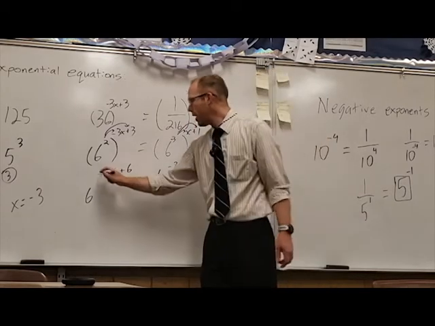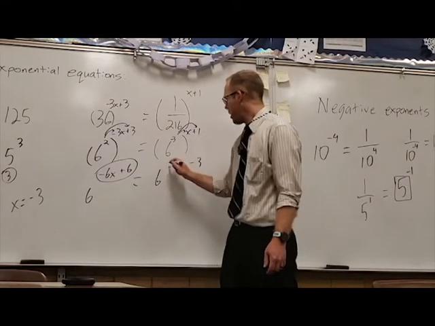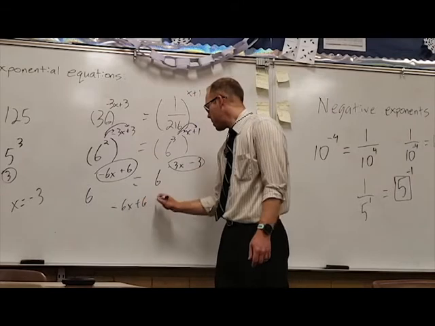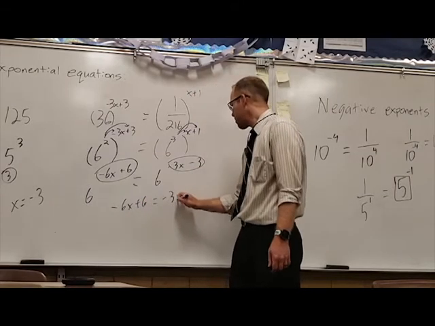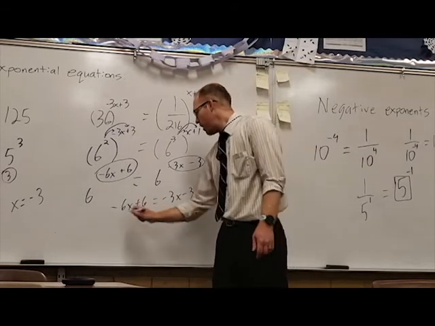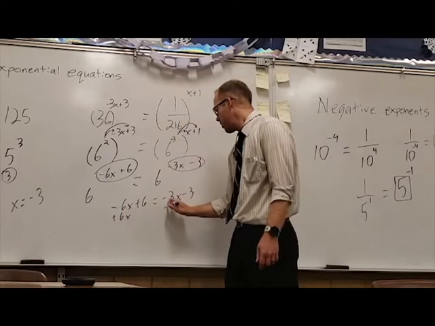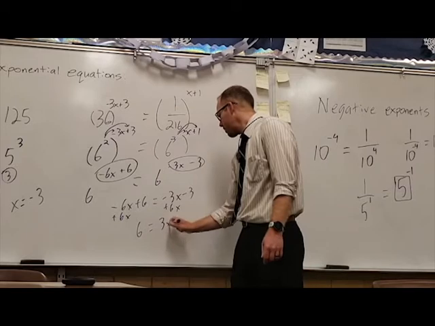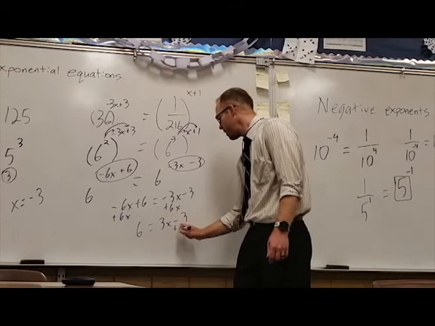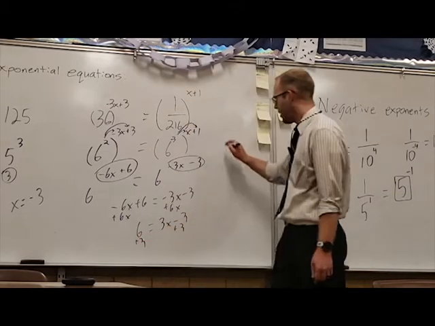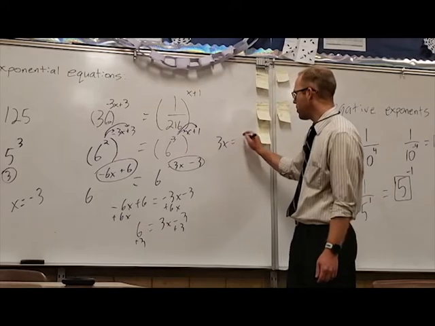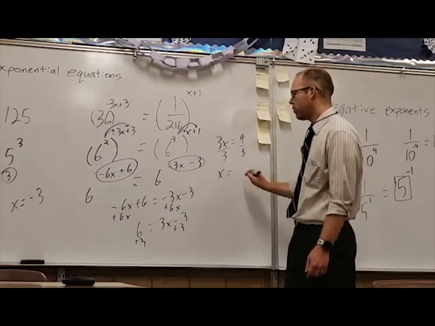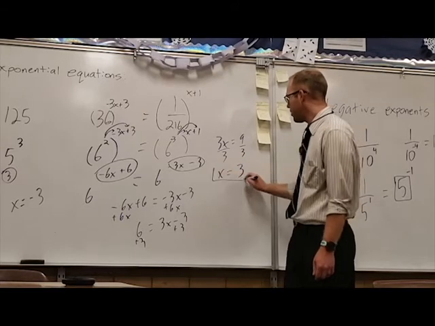So we have these exponents now that need to match up. -6x plus 6 must equal -3x minus 3. Let's add the 6x. That gives us 6 equals 3x minus 3. We'll add the 3 to that side, and that gives us 3x equals 9. And then we'll finish it out by dividing by 3 to get x equals 3. And we're finished with this one.